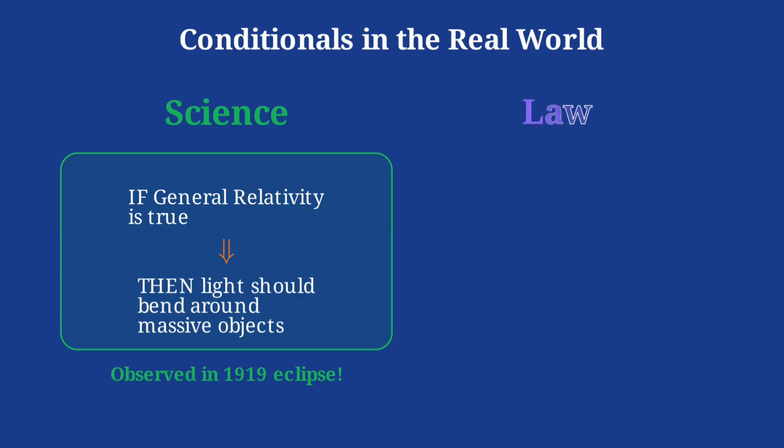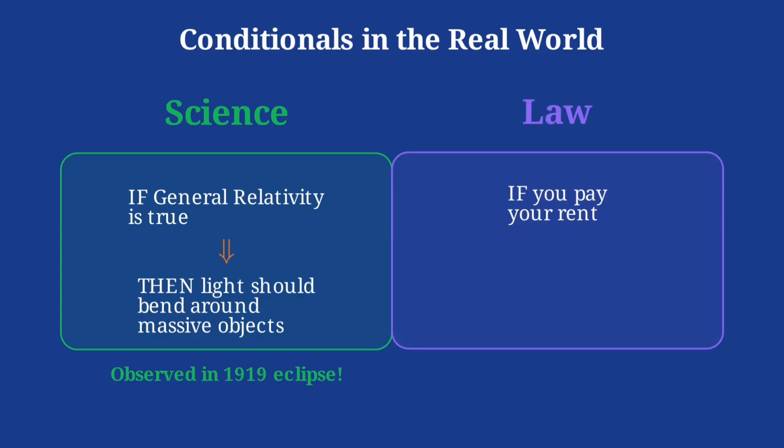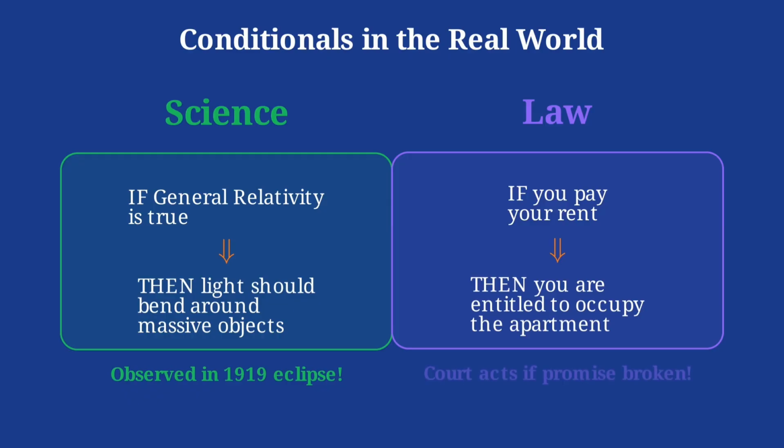supporting the theory. In law, a contract is a conditional. If you pay your rent, then you are entitled to occupy the apartment. The court's job is to step in only when that promise is broken. When P is true, you paid, but Q is false, you were evicted.